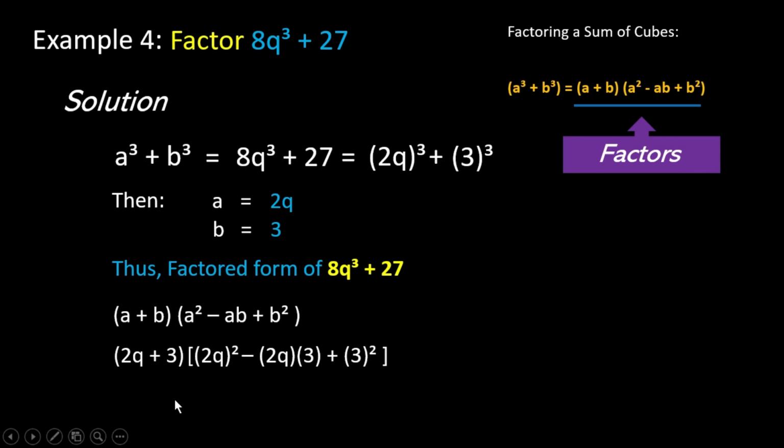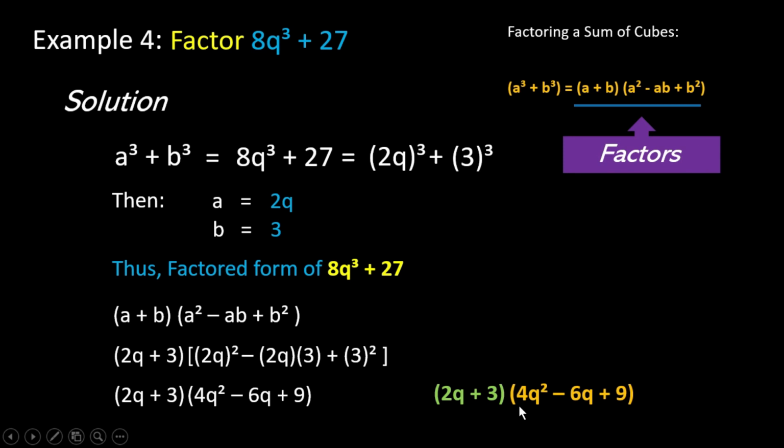So, simplify further. Copy 2Q plus 3. Then, ito siya is magiging 2 squared tapos Q squared. So, ano yung 2 squared? 2 squared is 4. So, magiging 4Q squared. Tapos, 2Q times 3 is 6Q plus yung 3 squared natin is equals to 9. Therefore, the factors of 8Q cubed plus 27 is 2Q plus 3 times 4Q squared minus 6Q plus 9.